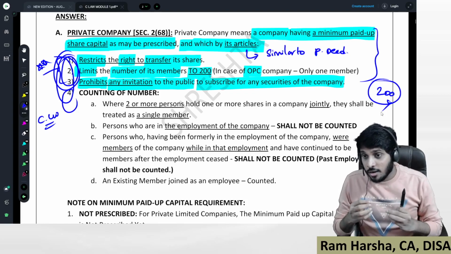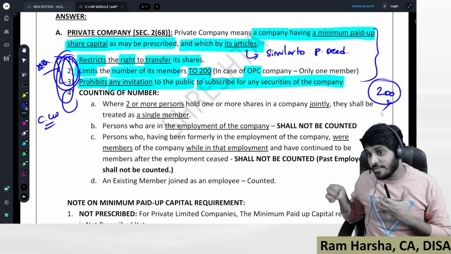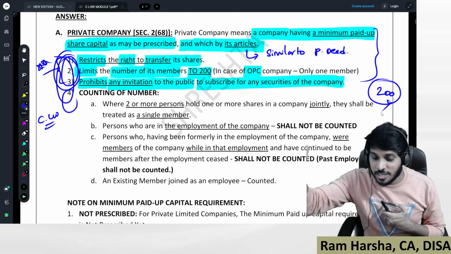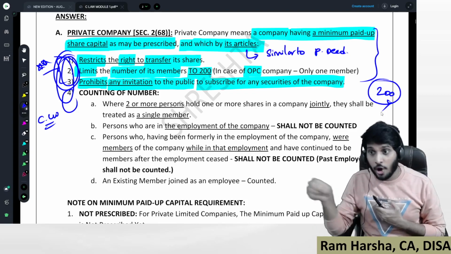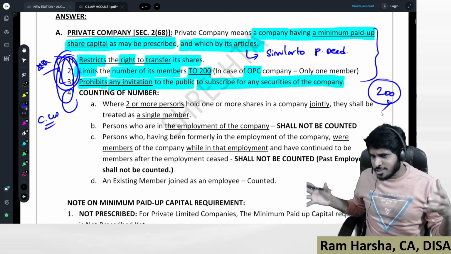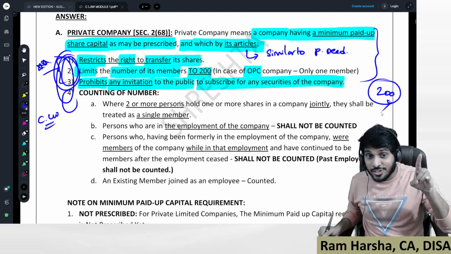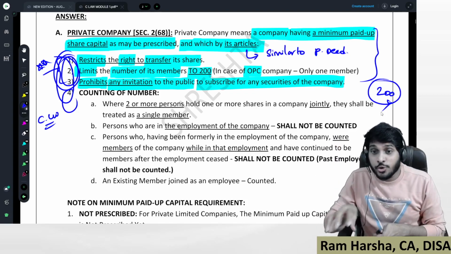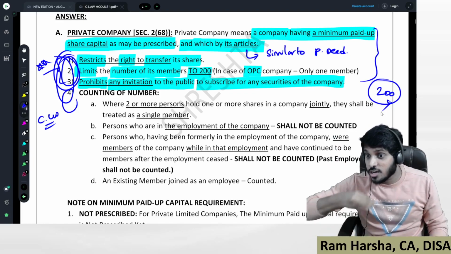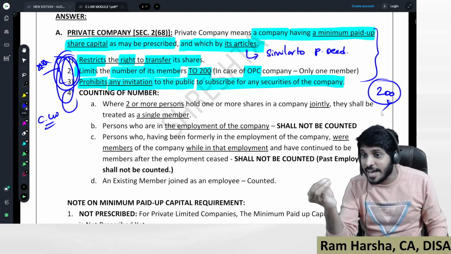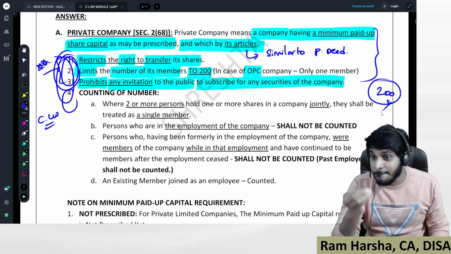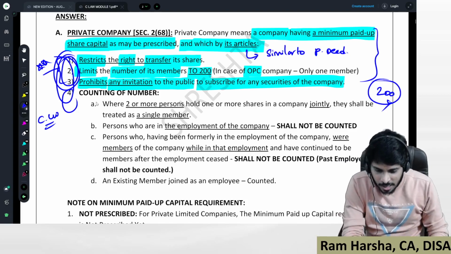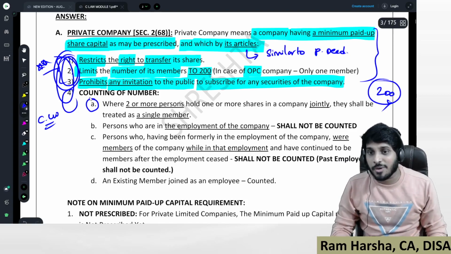Suppose me and my friend together jointly purchased shares, as joint owners. Now, are we considered as two members? No, we are considered as one member. So likewise, some guidelines are given on how to count the number of shareholders or members. They have given guidelines. Rule number 1. What is rule number 1?